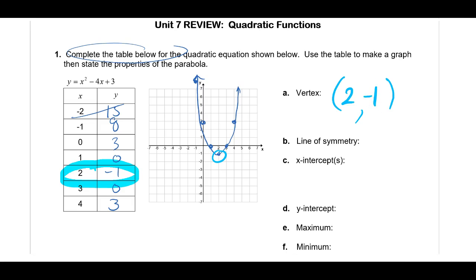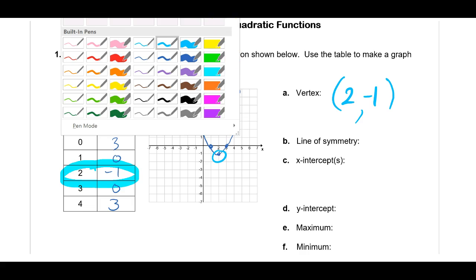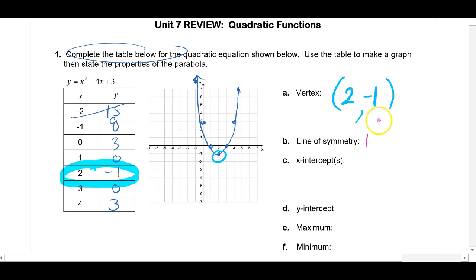Line of symmetry. Okay, line of symmetry. Oh no, where'd my pink color go? There's my pink. Okay, so now pink, remember, pink. Line of symmetry is the line that goes straight through the middle of your graph, and that is described by an equation, and that equation is x equals, and it's the same value that it passes through, the 2, which also comes from the vertex, that 2, same 2 there.